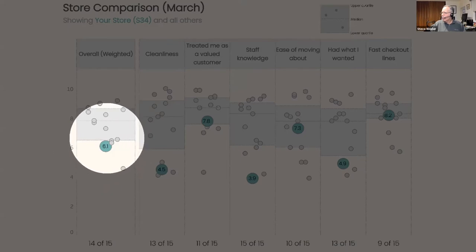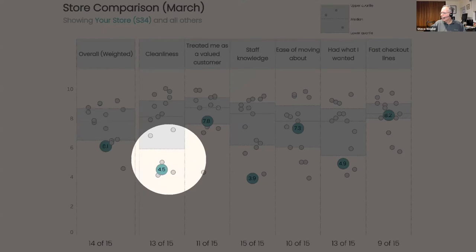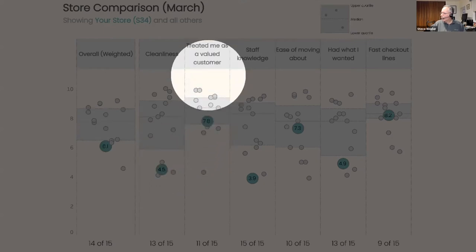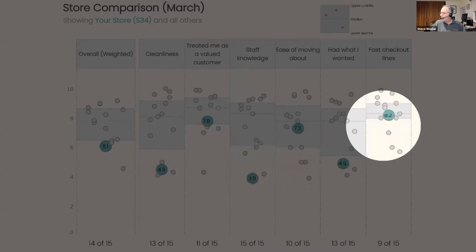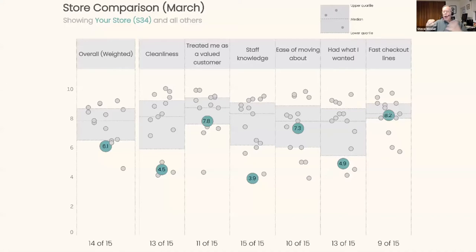They've got an overall score of 6.1. They're really terrible in cleanliness. They're okay in treating me as a valued customer. They're terrible in staff knowledge, and they're pretty good at fast checkout lines. All right, well, that's great. They now have a sense of where they are and where they need to improve. So now realize no one knows who the other dots are. They only know about themselves. They can't hover over another dot and go, wow, look how lame this person is.